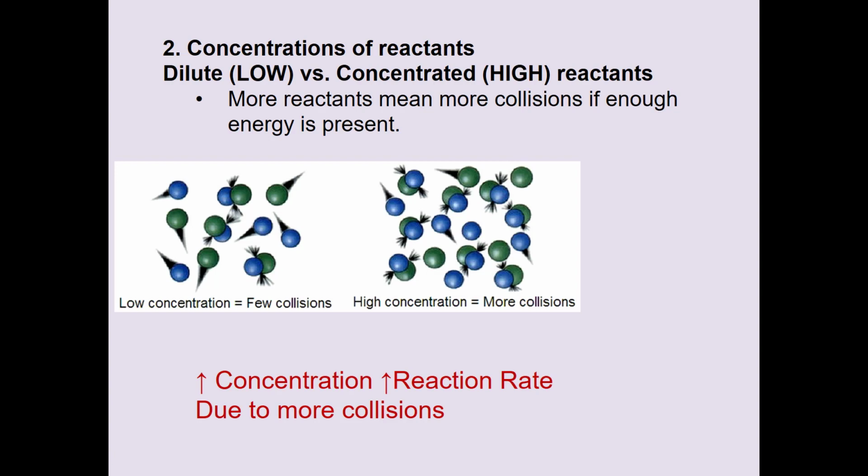More reactants mean more collisions if enough energy is present, and because it's colliding more, it's going to react faster. So if you increase the concentration, you will increase that rate. Again, this is due to more collisions. You're going to find that these rates are dependent on the collisions. So if you get more collisions, it will be faster. If you get fewer collisions, it will be slower.